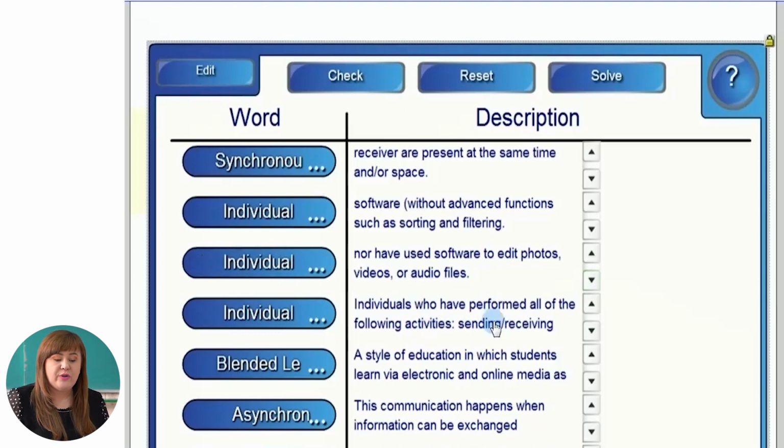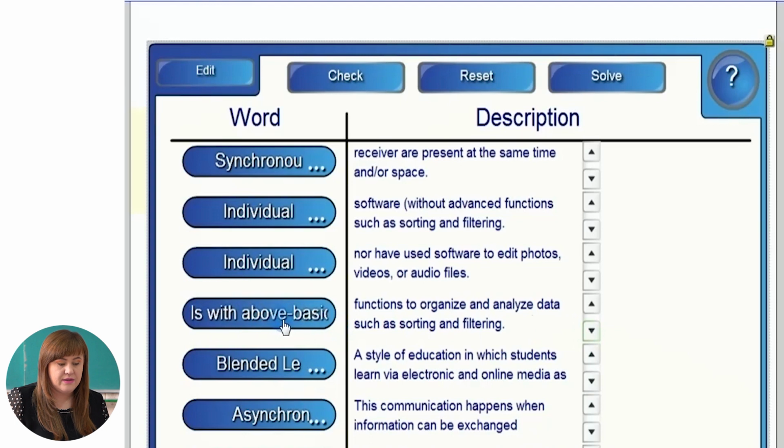Individuals who have performed all the following activities: sending, receiving emails, participating in social networks, installing software and applications, using online banking, using word processing software, using advanced spreadsheet functions to organize and analyze data such as sorting and filtering. The definition is used for the criterion individuals with above basic digital skills.